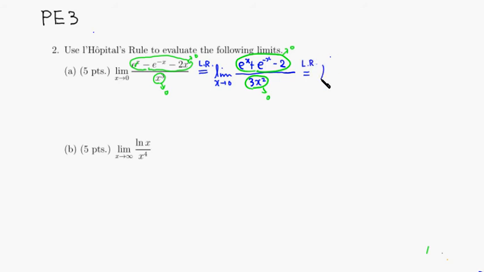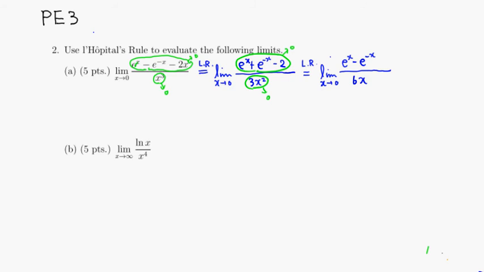So this is going to be the limit as x approaches 0. The derivative of e to the x is e to the x. The derivative of e to the negative x is negative e to the negative x. And the derivative of negative 2 is 0. And the derivative of 3x squared would be 6x.